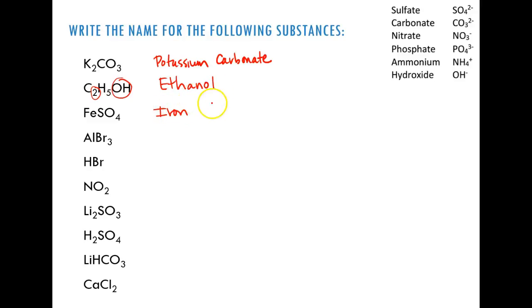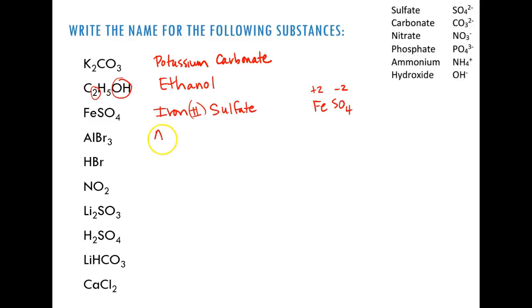The next one, FeSO4. We know it's iron, and we know SO4 is sulfate. The question is, which iron ion is it? And if you think about the charge on sulfate, it's -2. Now notice there's no parentheses or subscripts of any kind, and so that tells me to balance out the charge, this iron ion must also be +2. So we put a Roman numeral in parentheses.